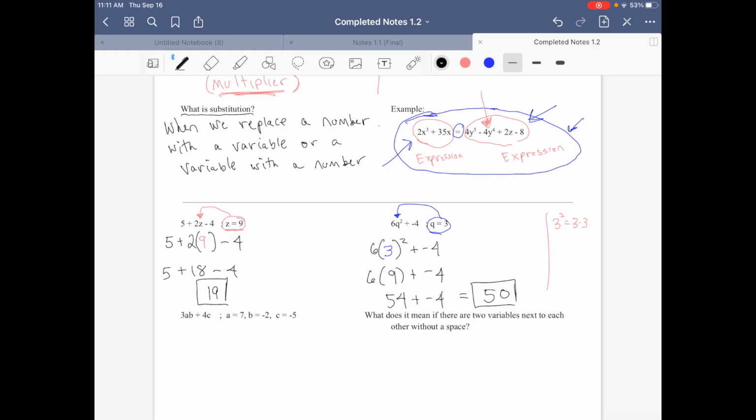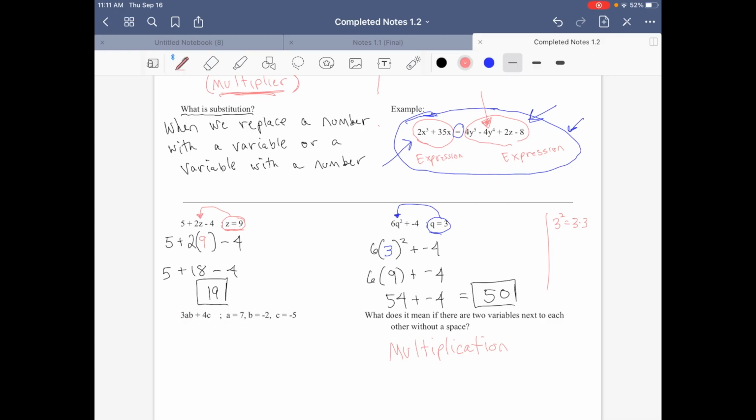So take a minute and see if you can do this last problem. And we've got a couple variables here. And look, we've got this a, b right next to each other. So whenever I've got two variables right next to each other without any space, that means multiplication. So what we're supposed to do there is multiply A times B. A is 7, B is negative 2, so we're going to multiply 7 times negative 2. So that's the whole point there.